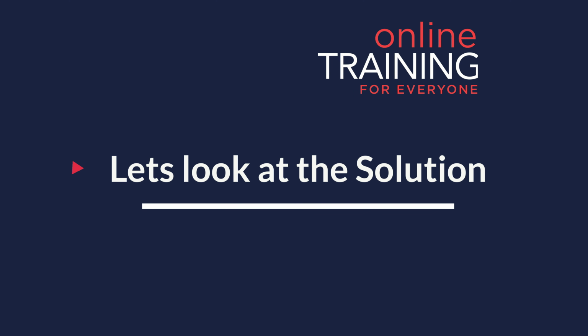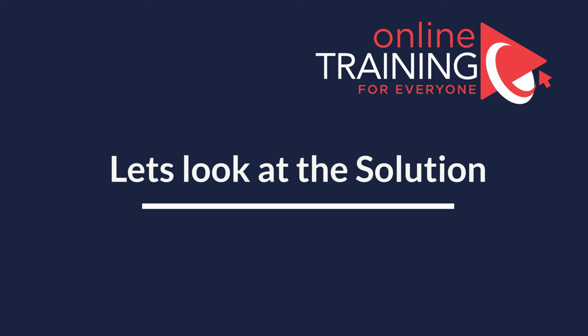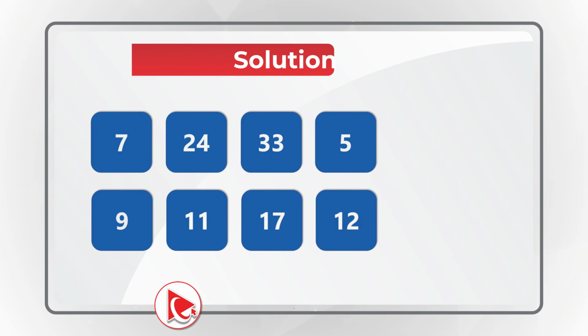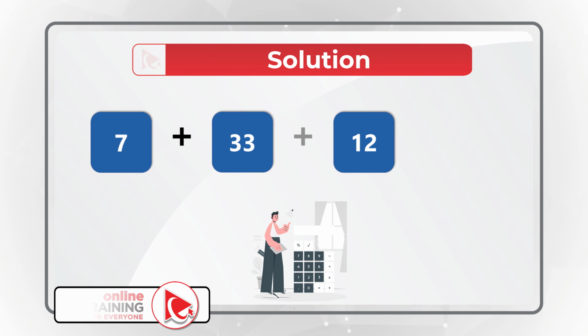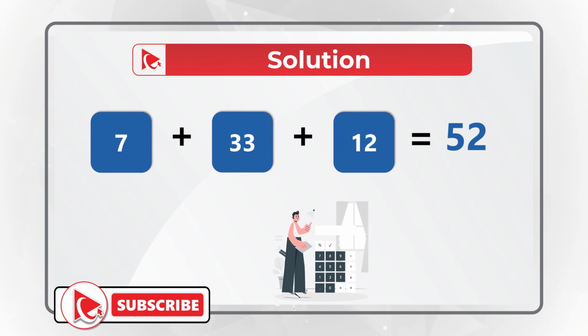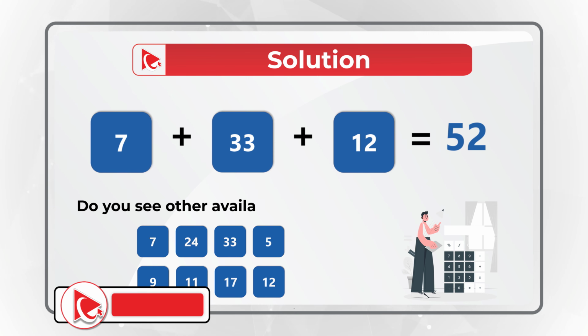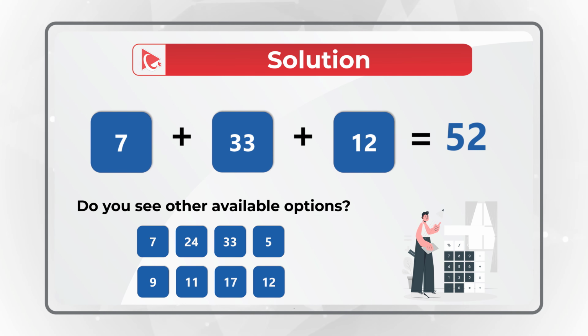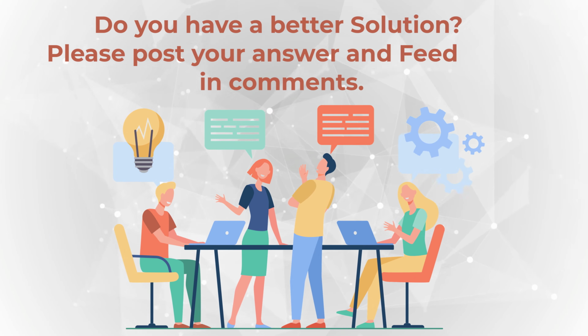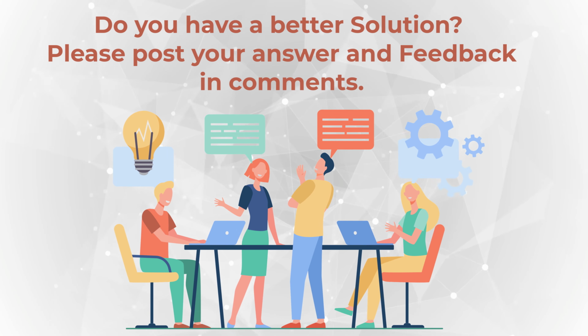the correct answer. As you might have guessed, the correct numbers are 7, 33, and 12, because 7 plus 33 plus 12 equals 52. Keep in mind that this may not be the only solution. A lot of times, in questions like this, there are other options available. Do you see any other set of numbers that lead to the required result? If you found another possibility, please make sure to post in comments.